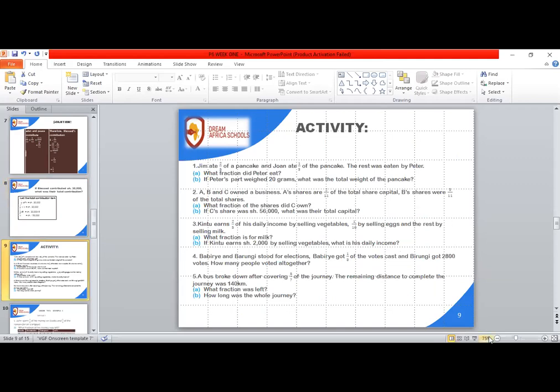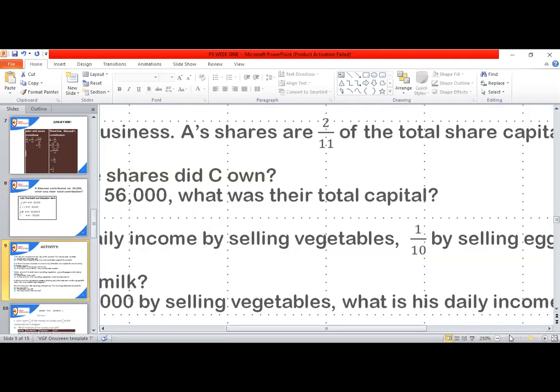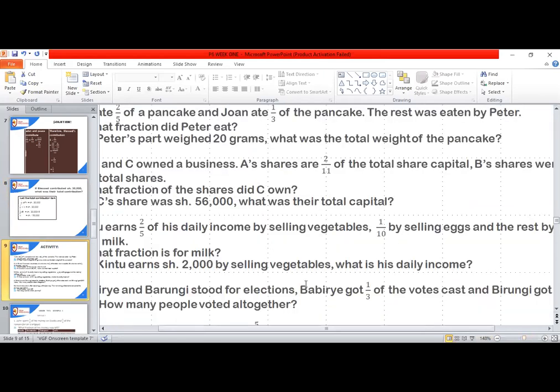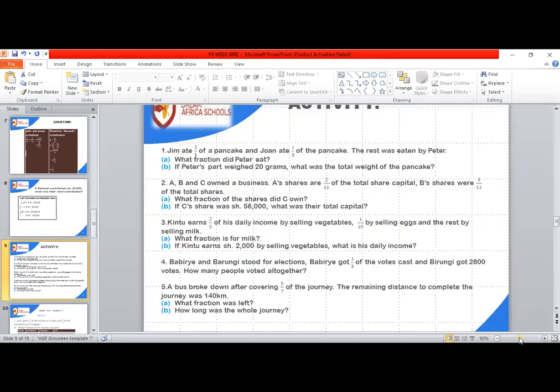Good. This is a very good example for you guys to see. Okay. Now, like this, I hope it is visible for all of you. Jean ate 2 out of 5 of a pancake. Joan ate a third of the pancake, and the rest was eaten by Peter. What fraction of the cake did Peter eat?